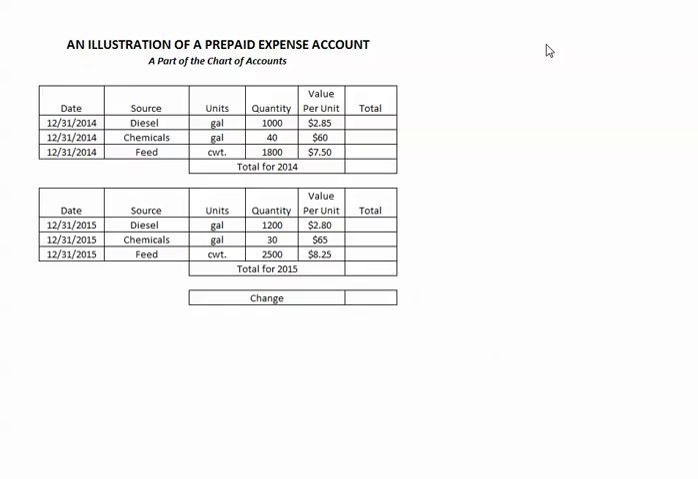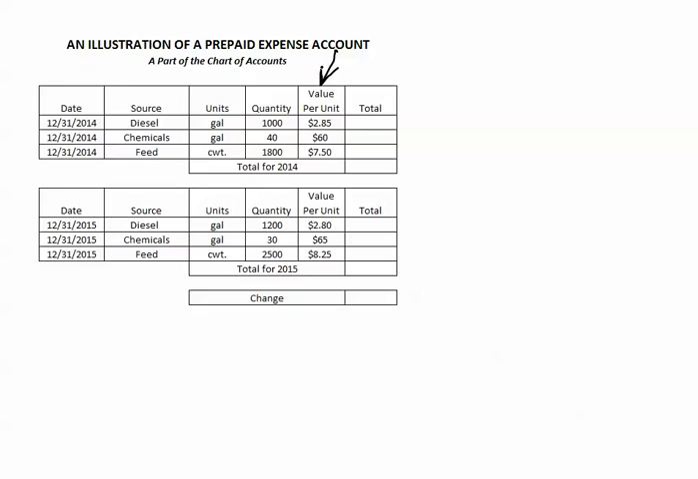The units simply say what is the unit for that particular item. So we've got gallons for diesel and chemicals, and we've got hundredweight for feed. The quantity is simply how much you have. In other words, go out to the shed and count them and see how much is there of each of those items. The value per unit, though, this column here is sometimes confusing.